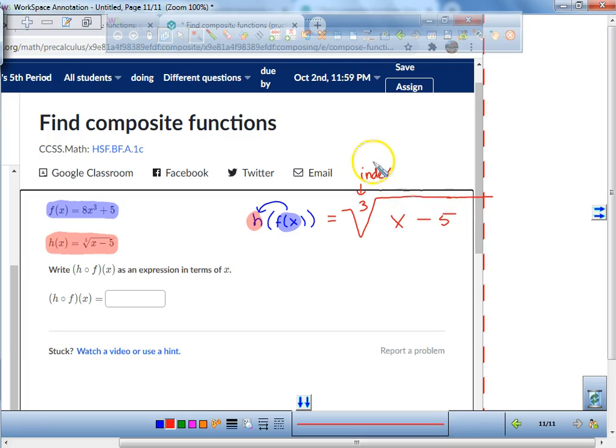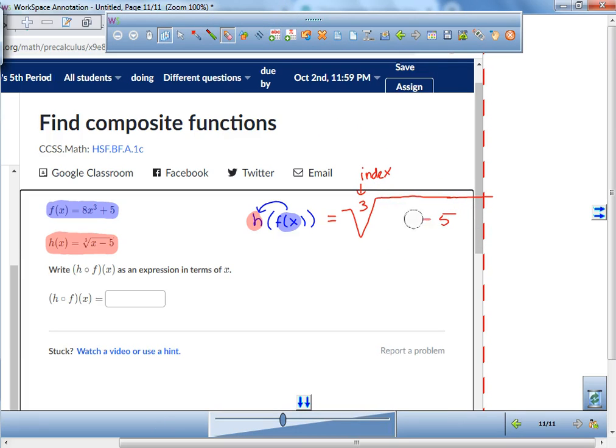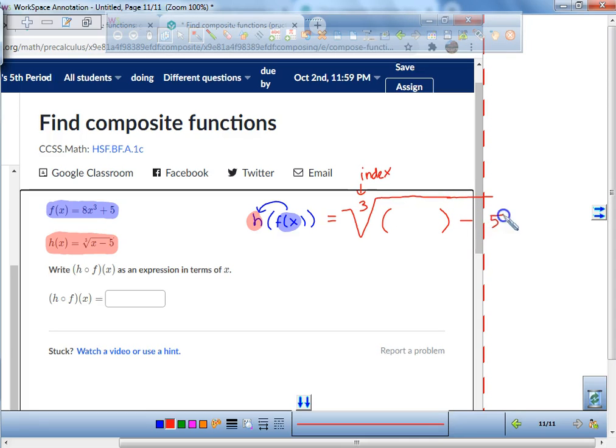But this time I'm not going to put x minus 5. What am I going to put in the place of x? I'll still put minus 5, I apologize. What do you guys think? We're going to put what? f of x, right in there. What is f of x? 8x cubed plus 5. So I'm going to put 8x cubed plus 5.